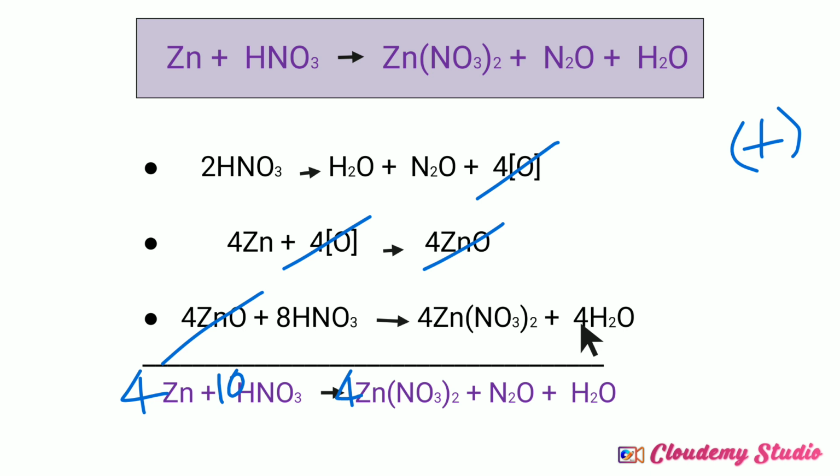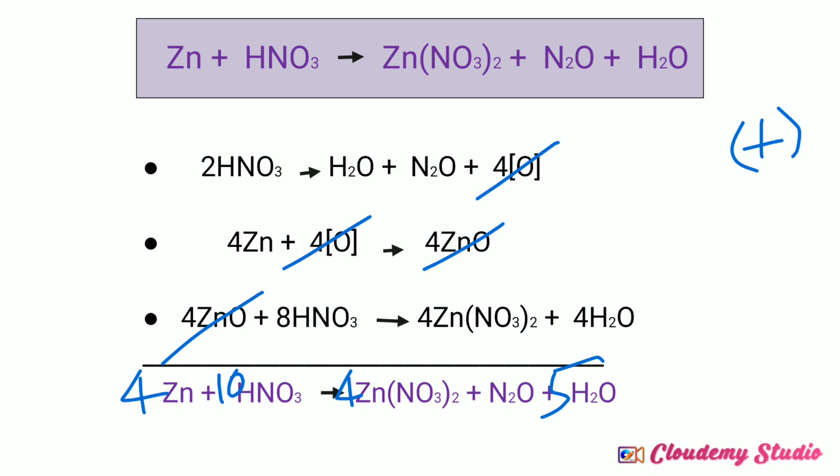Next, water molecule. In the first step, 1 mole of water is left out. And in this third equation, 4 moles of water. Same substance and the same side. So we need to add together. As a result, 4 moles of water plus 1 mole of water becomes 5 moles of water. So we need to write 5 moles of water.